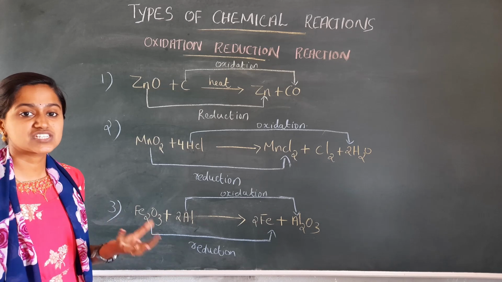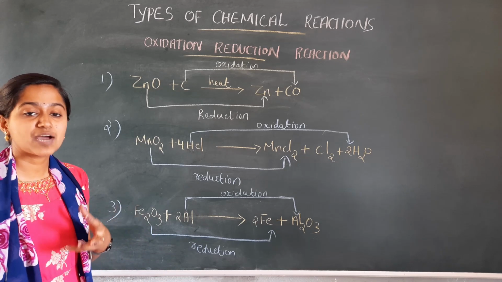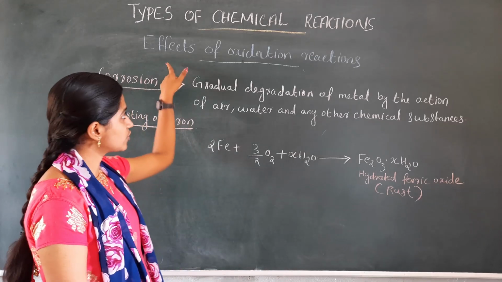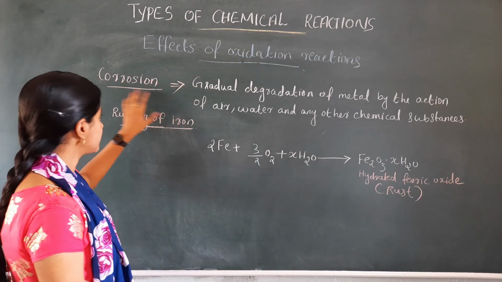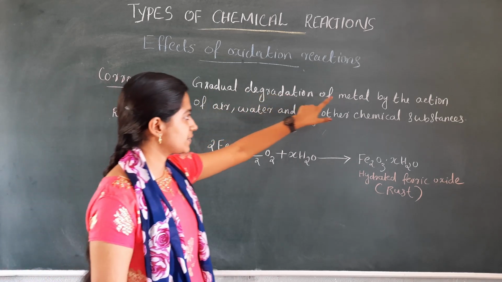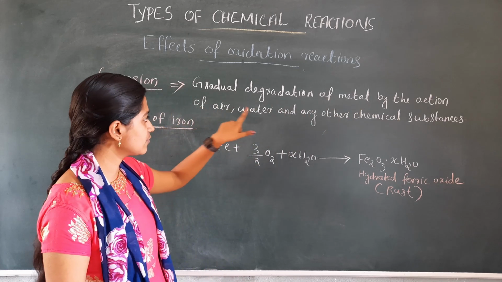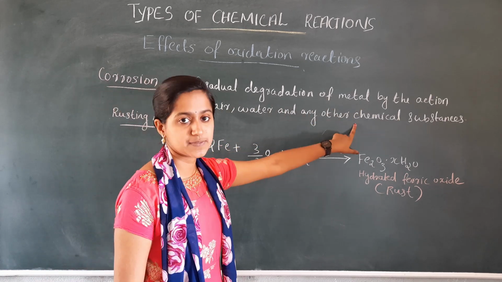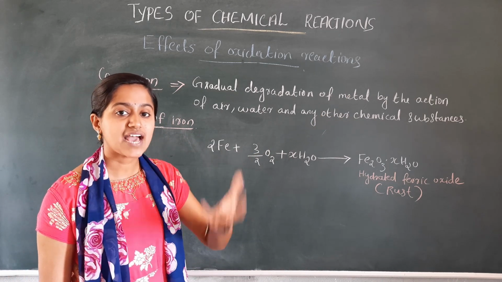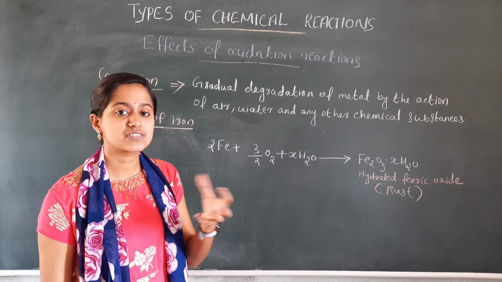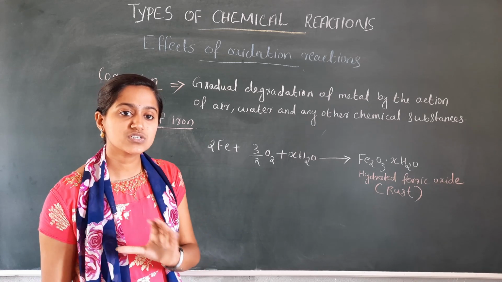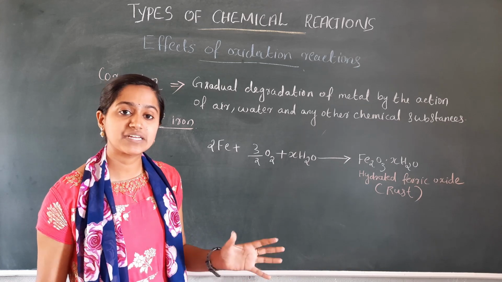So why are oxidation and reduction important? What are the important applications of oxidation and reduction reactions in our daily life? Effects of oxidation reaction. The first one is corrosion. So what is corrosion? It is the gradual degradation of metal by the action of air, water and other chemical substances. Which means the surface of the metal can be corroded by the action of air, water or in the presence of some chemical substances. That process is called corrosion, and it usually takes place on metal surfaces.